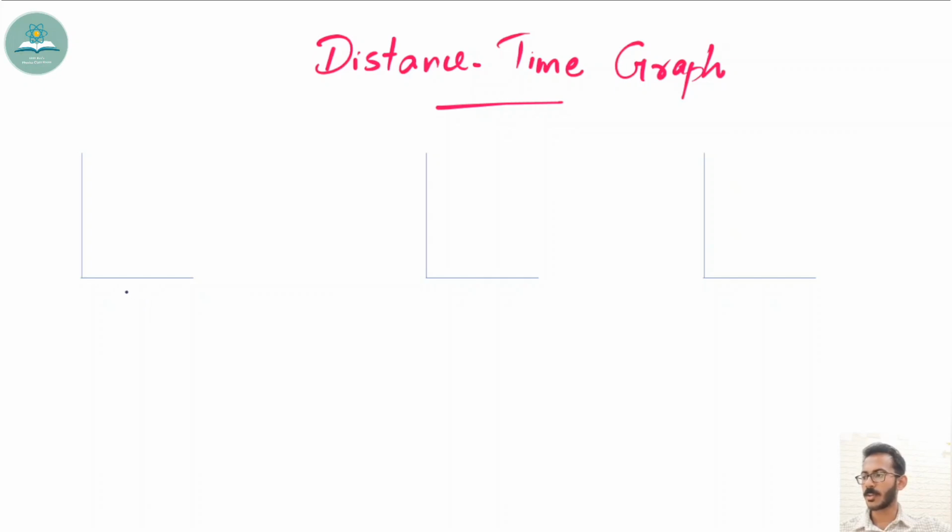Whenever we draw the graph, we take time on the x-axis. Time is always taken here. It can be in seconds or hours. Usually the SI unit is taken, that is second. Now, since this is a distance time graph, the distance is taken here. Distance is usually represented using the letter S. Distance S is represented here.